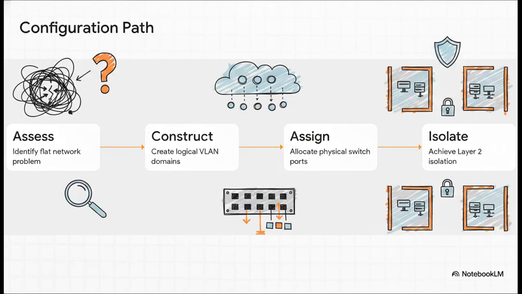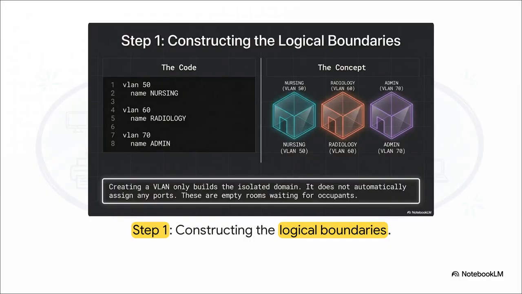To pull this off, we're going to follow a really strict configuration path. First, we assess the flat network problem. Second, we construct our logical VLAN domains. Third, we assign the physical switch ports. And finally, step 4, we achieve absolute layer 2 isolation. All right, step 1 is constructing our logical boundaries.